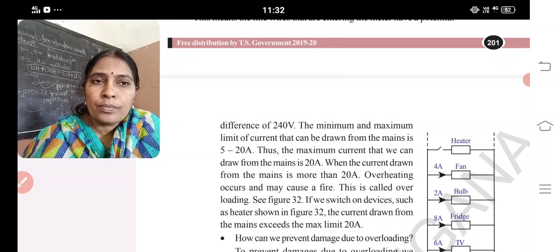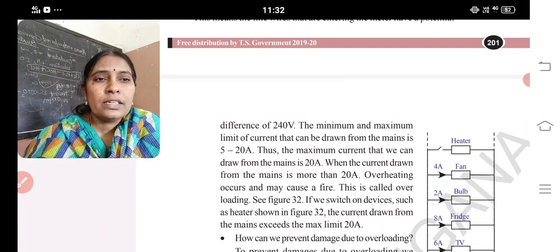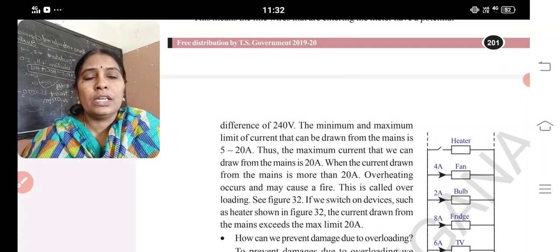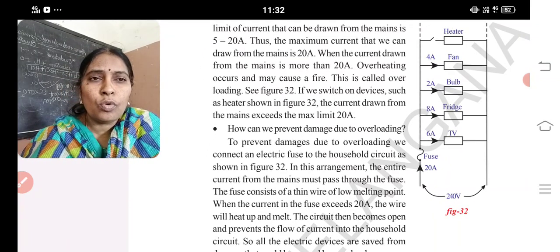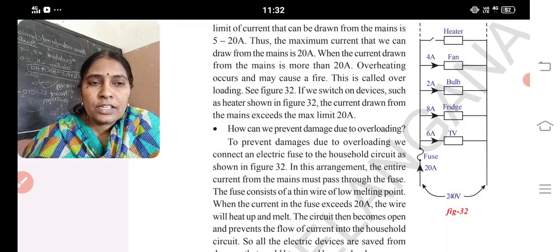When the current drawn is more than 20 amperes, overheating may cause a fire, and this is called overloading. If you switch on a device such as a heater, the current drawn from the mains may exceed the limit of 20 amperes, and this causes overloading. To prevent overloading, we connect an electric fuse to the household circuit as shown in the figure. In this arrangement, the entire current from the mains must pass through the fuse. The fuse consists of a thin wire of low melting point.